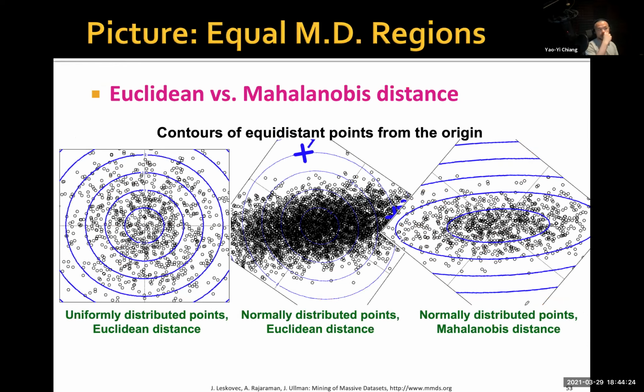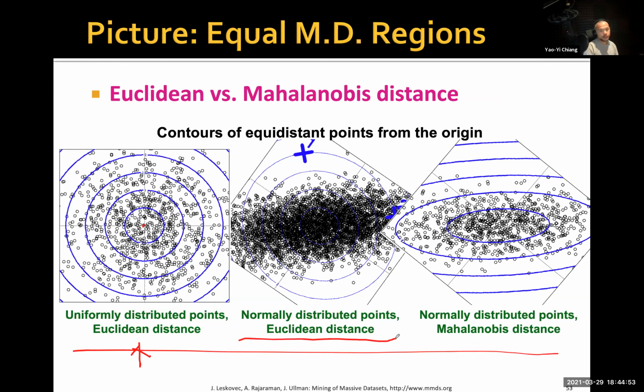So if we look at Mahalanobis distance and compare it with your Euclidean distance, it looks like this. Say this one is uniformly distributed points. Your Euclidean distance works well, right? Every circle indicates a distance from the center point here. But here you have normally distributed points. Euclidean distance doesn't really work very well, right?